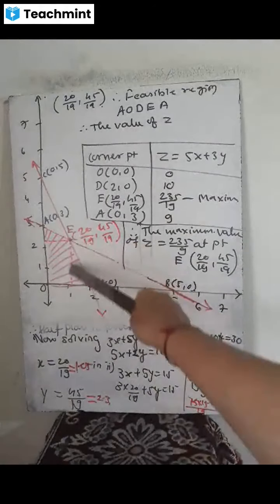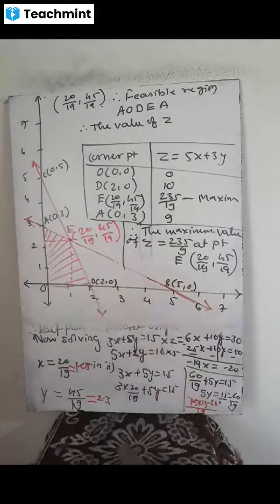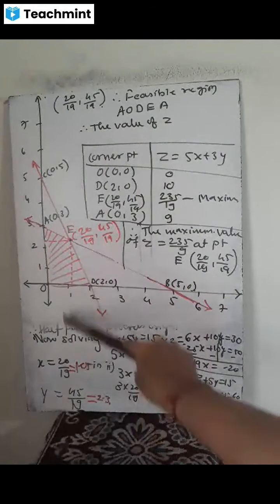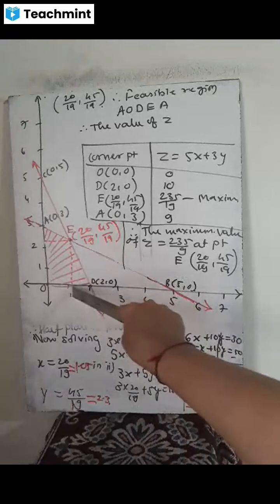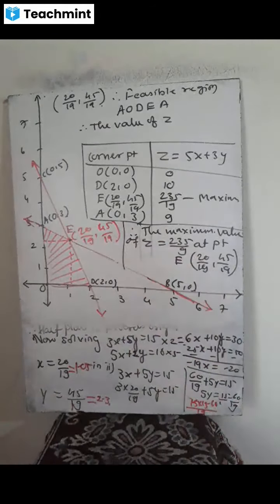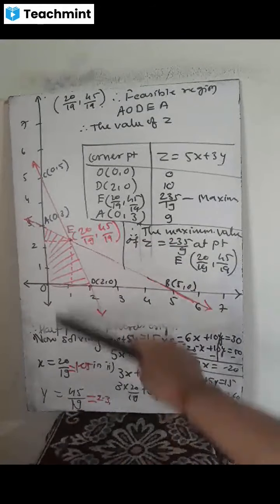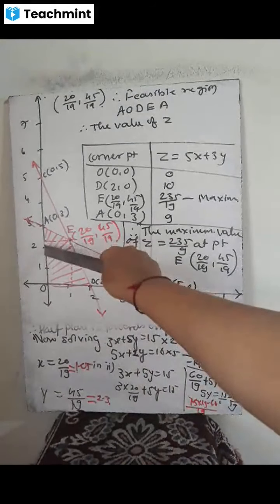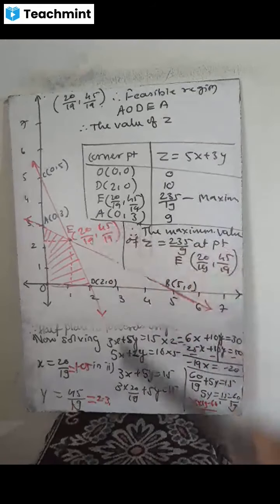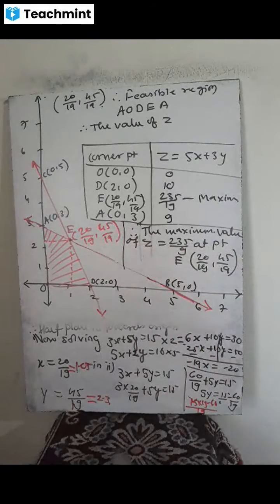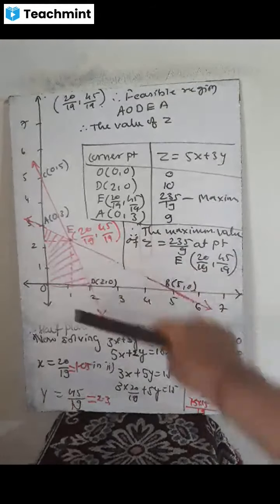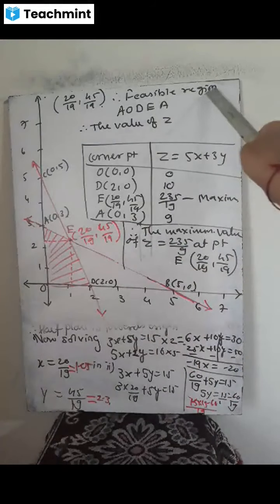Now if you draw the perpendicular from this point of intersection on graph paper, you will come to know that x is 1.05, so it is just after 1. So our value 20 by 19 is correct. And for y it is 2.3. If you check on graph paper, you will see that it is 2.3 only, so the value for y is again correct. After getting these corner points, I have shaded this region, which is called the feasible region.